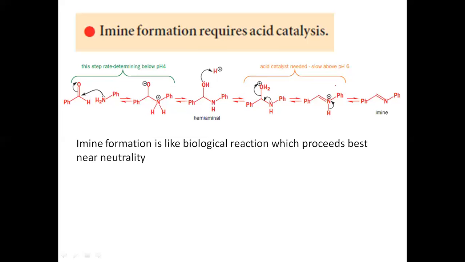Under extreme basic conditions, the reaction may not proceed because the base may try to capture the acidic proton from your hemiaminal. So imine formation is like a biological condition reaction, which proceeds best near about neutrality. Any extreme pH is not at all good for this reaction. The reaction proceeds within the range near about neutrality. But yes, the basic requirement is that the reaction will proceed only when you have acid catalysis, or the acid catalyst present in the reaction.